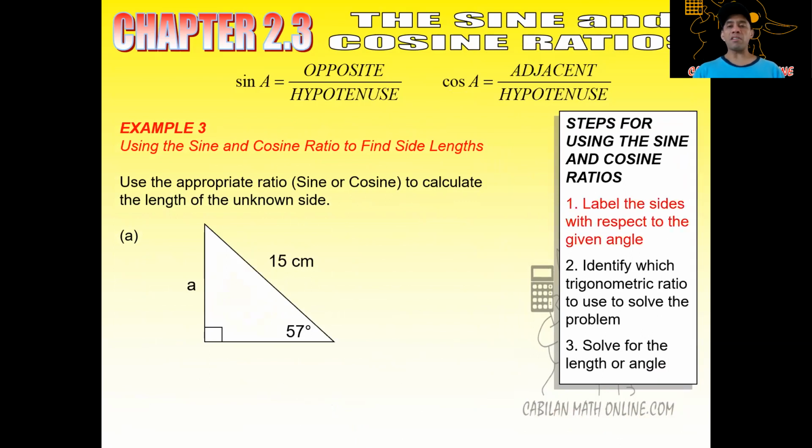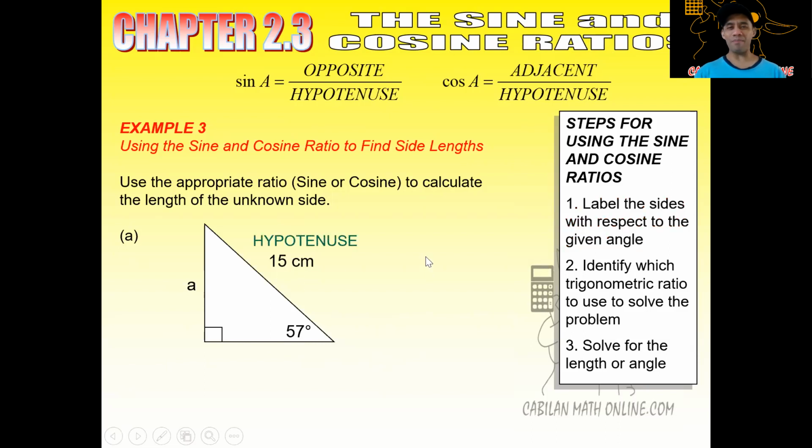So step number 1 here is label the sides with respect to the given angle. What this means is, you notice that the angle given to us here is 57 degrees. So when we're labeling the sides for opposite, adjacent, or hypotenuse, we're always going to be referring to this angle. I always tell people to label the hypotenuse first because it's the easiest one to find. So if we have the box, and you look across from it, this 15, that's going to be the hypotenuse.